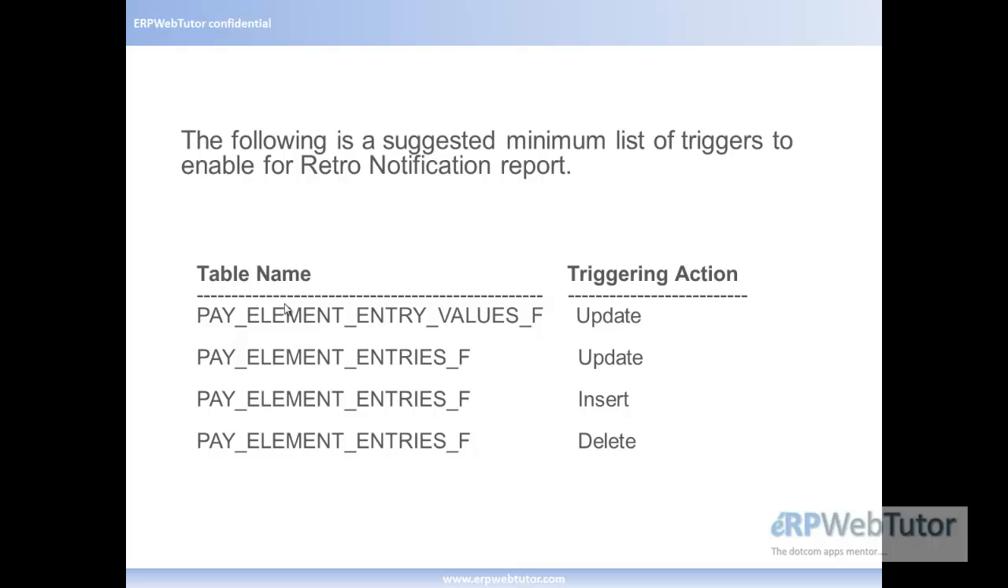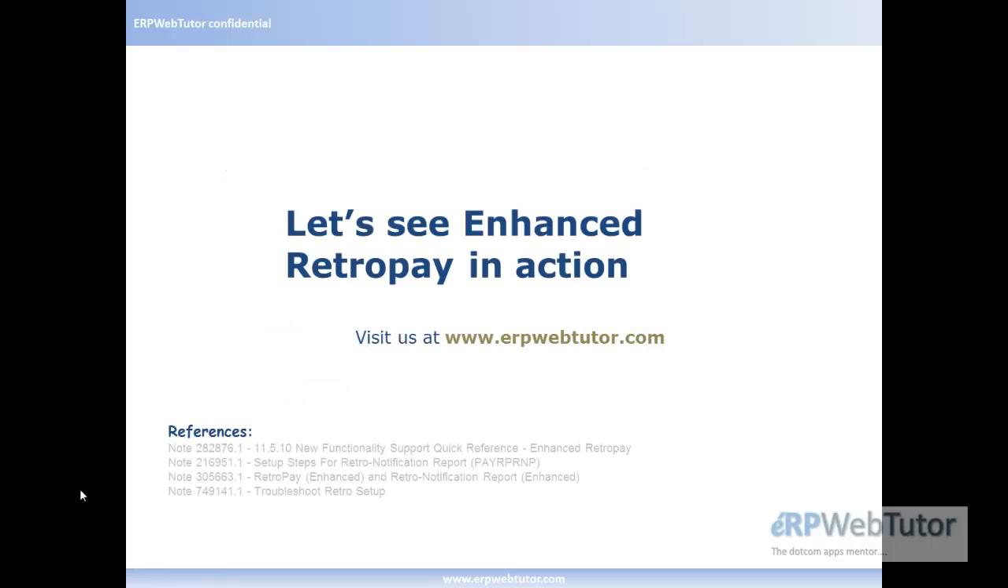So just think in terms of trying to visualize what is happening when you're trying to do a retroactive change. Like I said, either it updates something on the pay element entries F table, either it inserts something, or if you delete somebody's change, it was incorrectly entered, somebody's salary increase, it is going to delete something from the pay element entries F table. And then the pay element entry values F table, we're looking at an update that is happening depending on what kind of transaction it is.